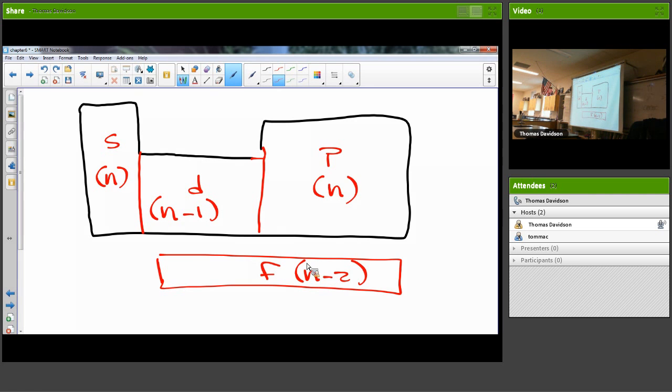There's a whole section, you should read about it if you want the details of why, but we don't have to understand why. We have to understand that when we write the number for a D, we don't write the row number, we write the row number minus 1. And if we were doing F, we would write the row number minus 2. So follow me here. I'm going to do vanadium. So vanadium lives right here. Right there, right? 3 over.